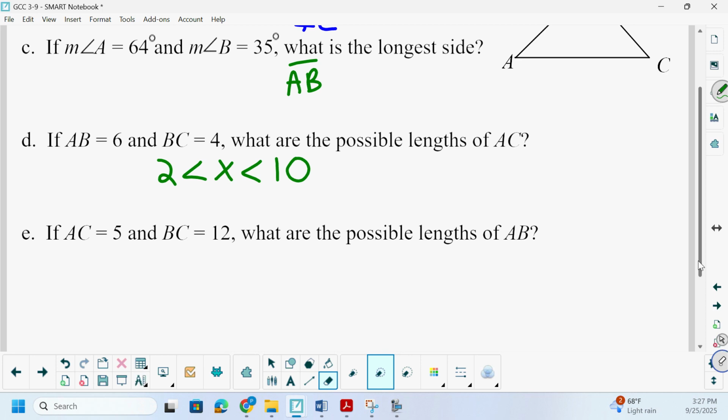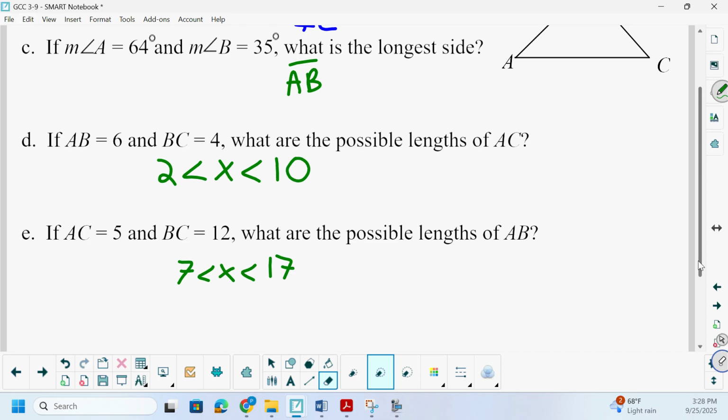So on our low end, when we subtract them, we should get 7 is less than x is less than. And I should mention, you could use a different variable if you wanted. We've just been using x to represent the missing side, and add them to get 17 for the upper bound.